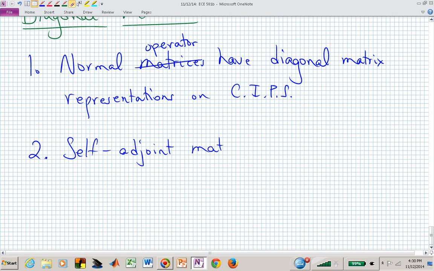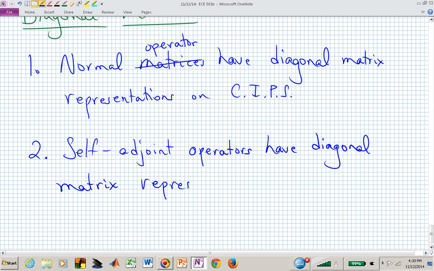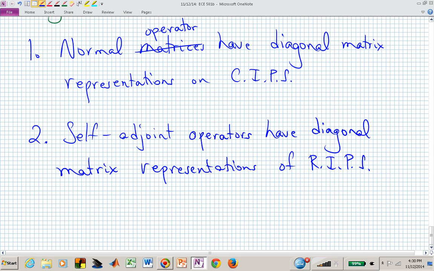If we have self-adjoint matrices, well, or self-adjoint operators, let me clean this one up too. Self-adjoint operators have diagonal matrix representations on real inner product spaces. So if we have an even more specific operator in that it's self-adjoint, then it can be diagonalized on a real inner product space.